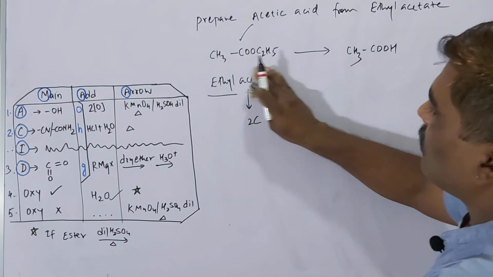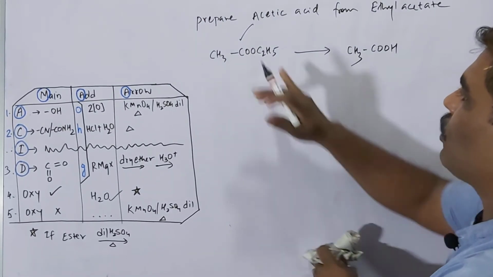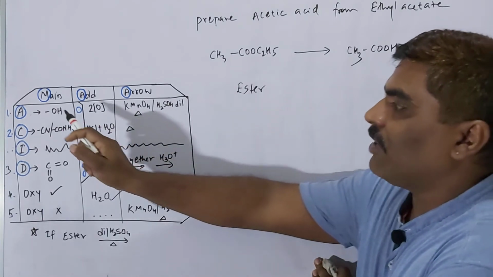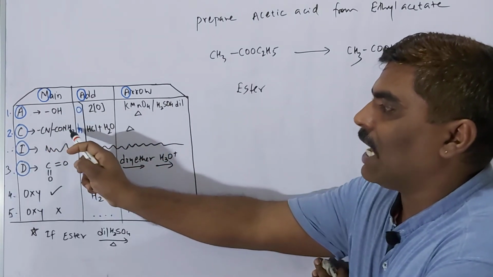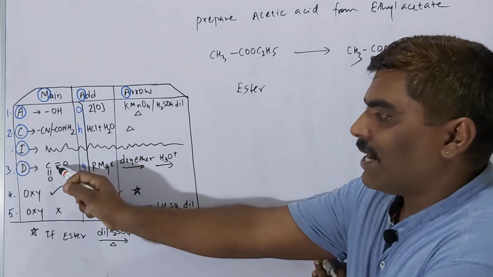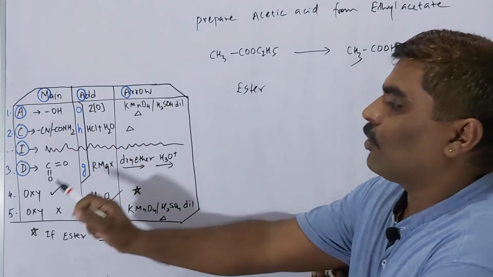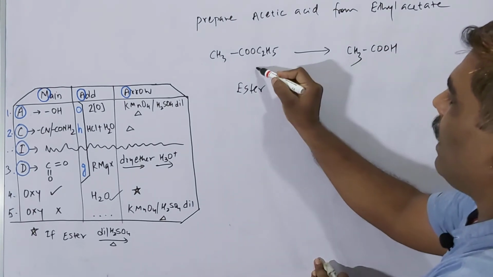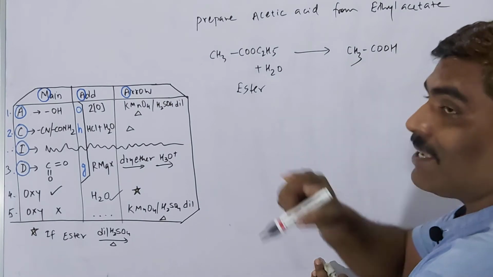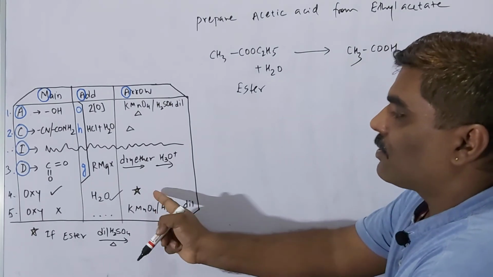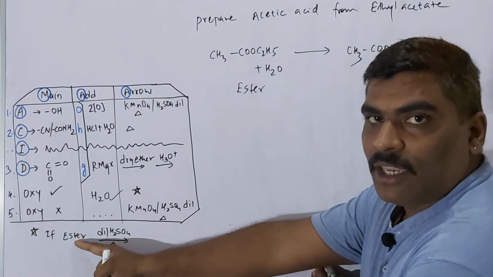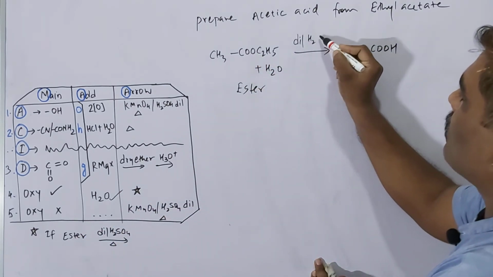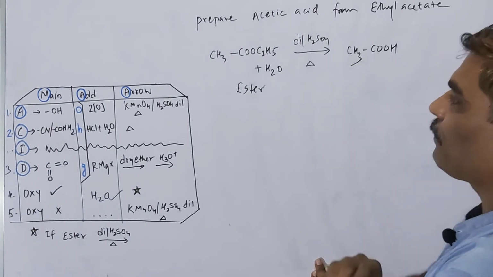Now we'll try to find out which number this belongs to. As we know, this is ester, and here we have alcohol, cyanide, amide, dry ice. So this directly belongs to number 4. Oxygen is there. So what are we going to add? Water. But as I said earlier, the star mark is for ester. If ester is there, what you are going to write is dilute sulfuric acid, heat.